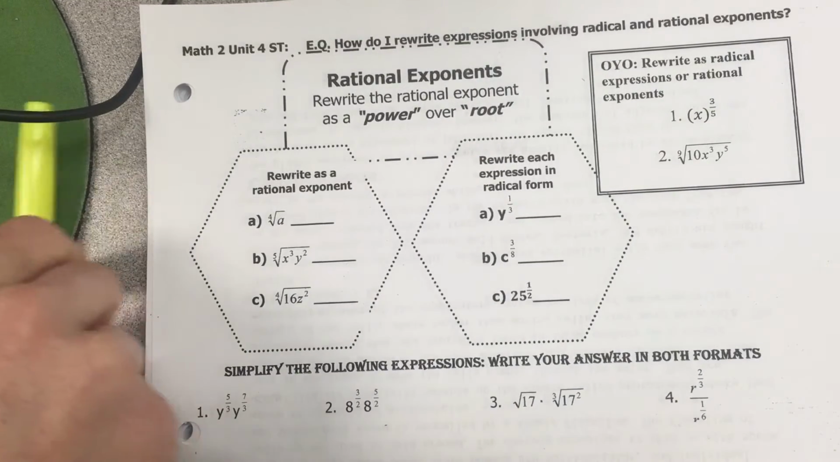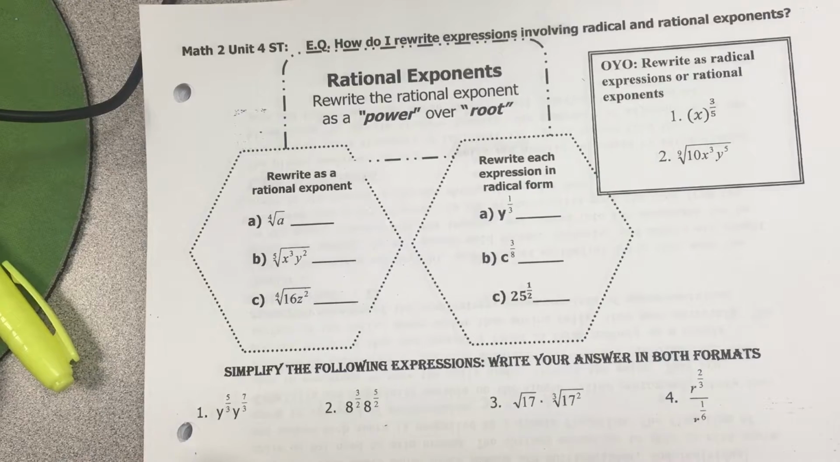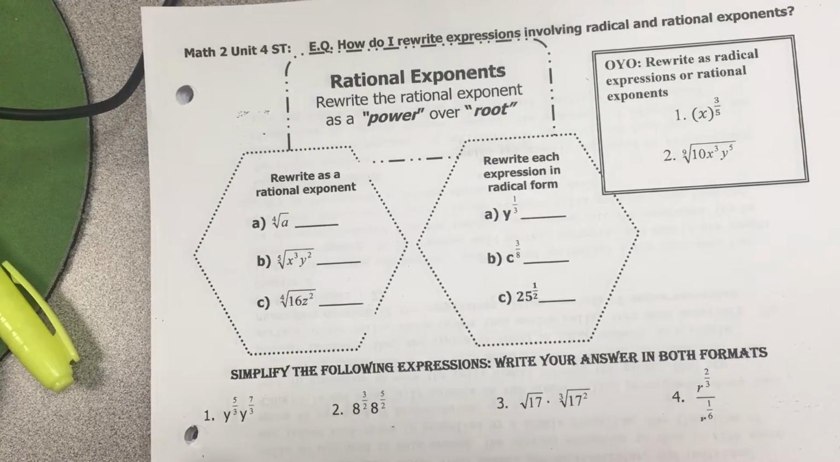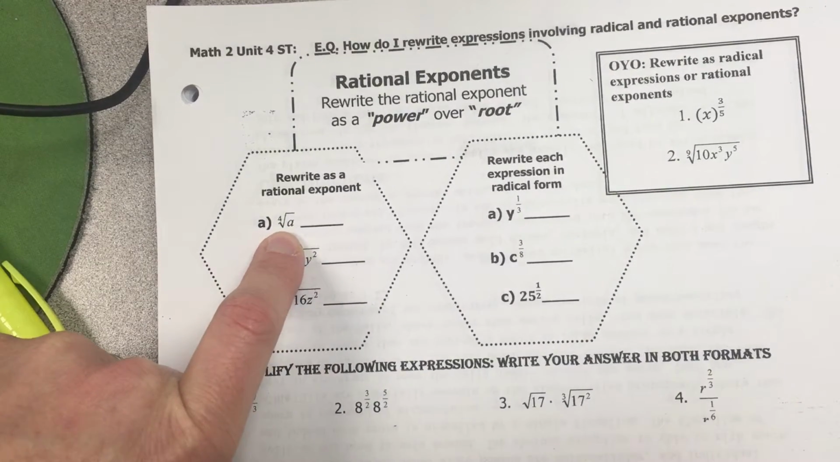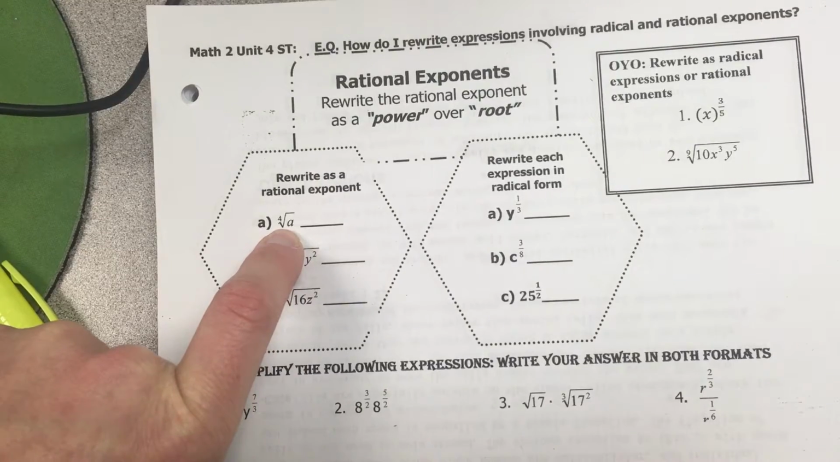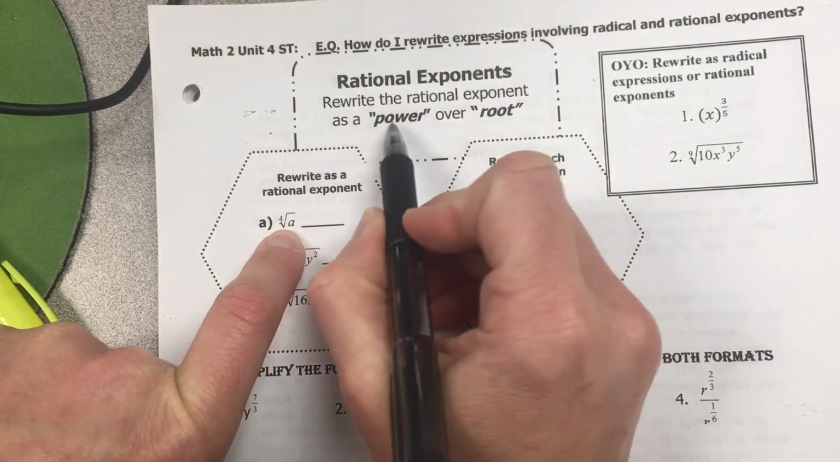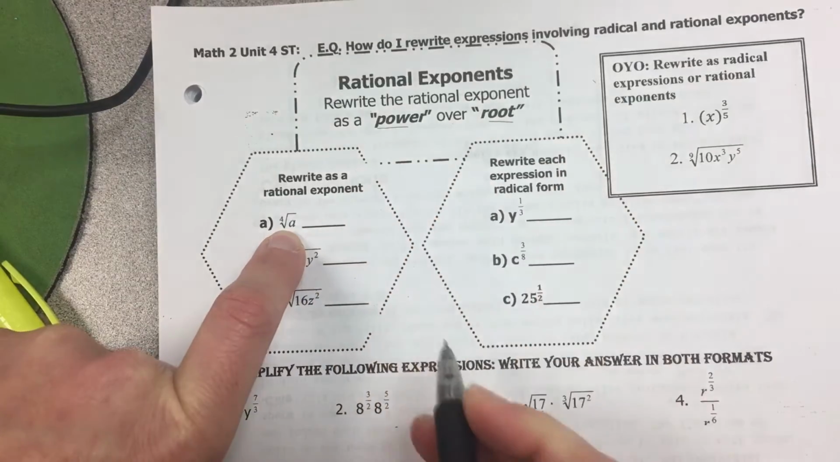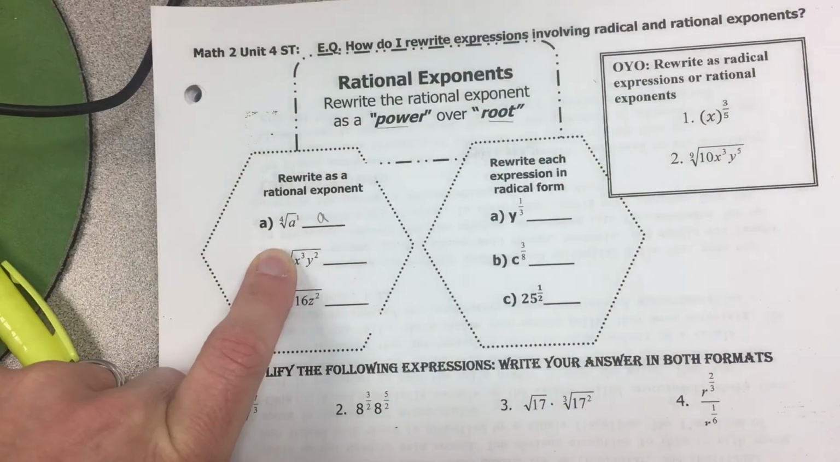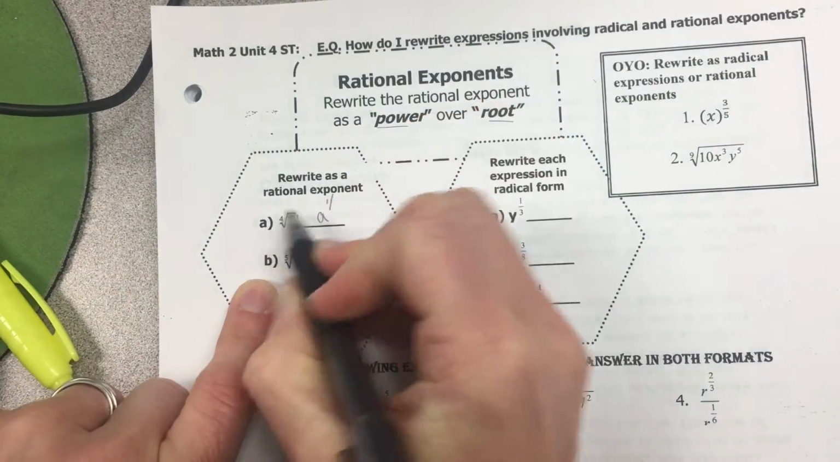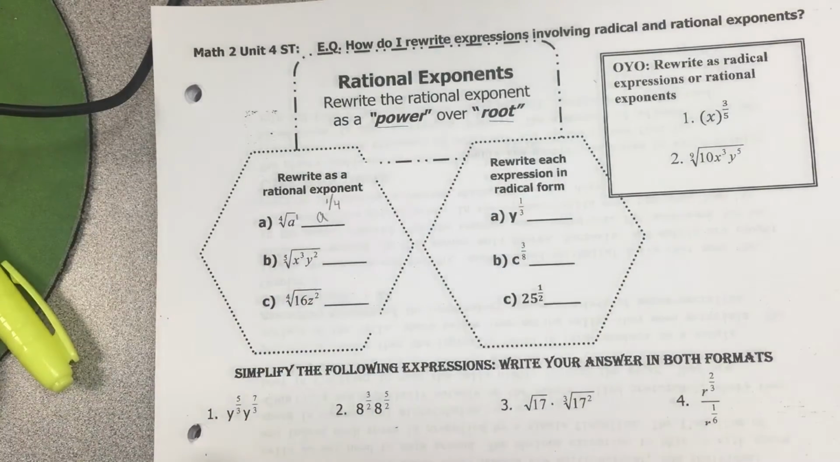In math, there are things called rational exponents, and you can rewrite a square root or any type of root with a rational exponent, which is an exponent that is a fraction. So let's look at this first one. You have the fourth root of a. Well, you're going to rewrite it, and you're going to do power over root. Power over root. So you have a, and it's to the first power, and then the root is 4. So another way to write the fourth root of a is a to the 1/4.